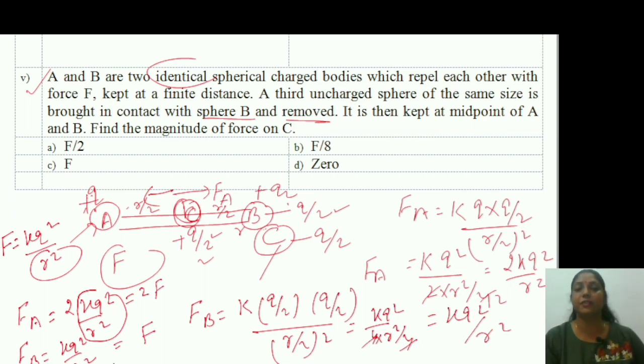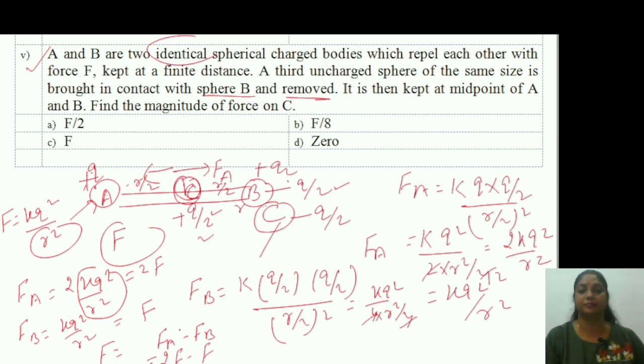So net force is how much? FA minus FB. FA is greater than FB because the magnitude of these two charges is greater than B and C. So FA minus FB, it means 2F minus F. And 2F minus F becomes what? F. So which option is correct out of all these four? C is correct, right? In this way you calculate this question. This one is a little bit lengthy, but still you have to solve step by step.